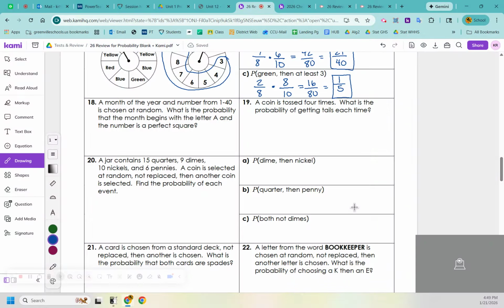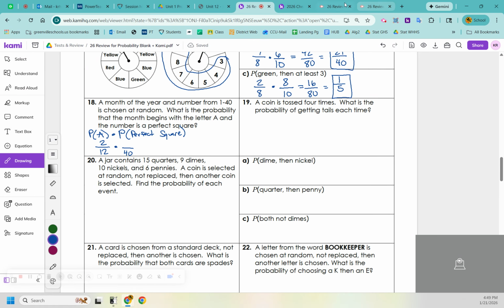Okay. A month of the year and the numbers from 1 through 40 is chosen at random. What is the probability that the month begins with the letter A and that the number is a perfect square. These have nothing to do with each other. So we need to know the probability you get an A month, and then we're going to do times the probability we get a perfect square. So the probability of an A month, there are 2, April and August, times the probability of a perfect square between 1 through 40, so that's 40 numbers.